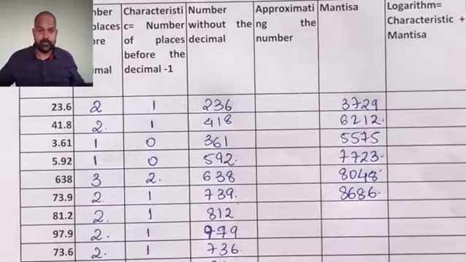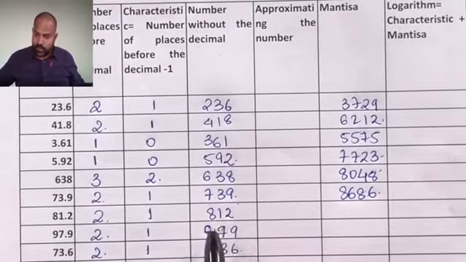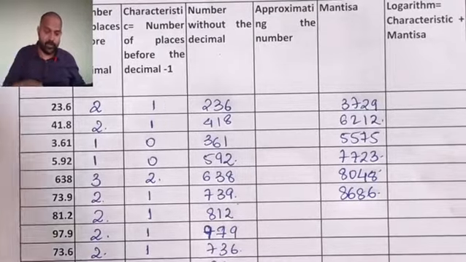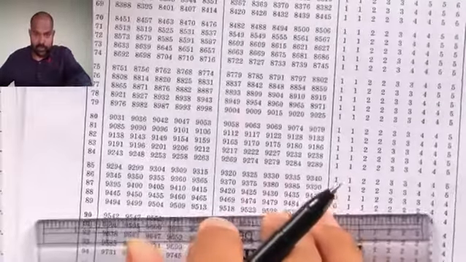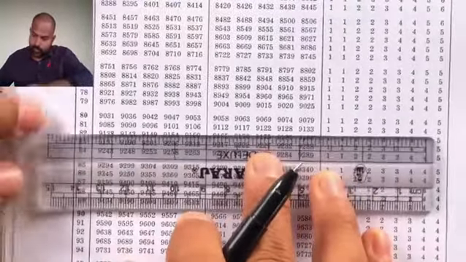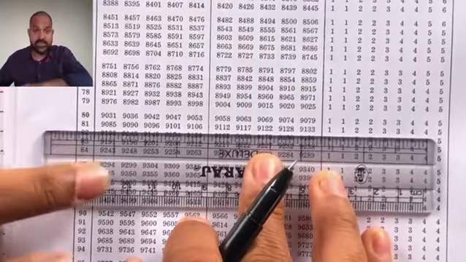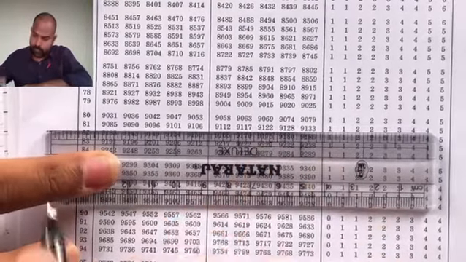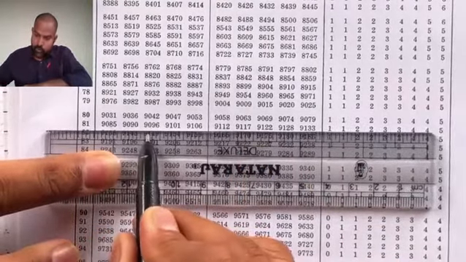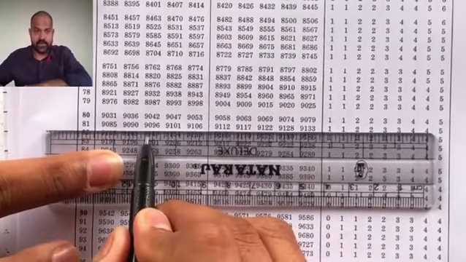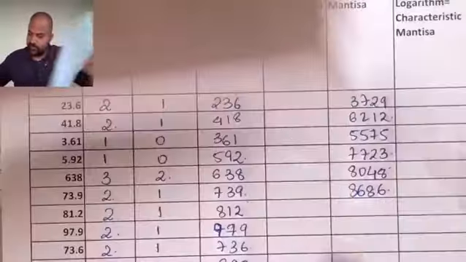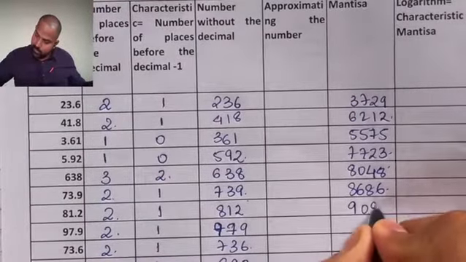812. Correct? 812. So under 81, I am going to look for the second column. 0, 1, 2. Second column. 9096. So 9096.